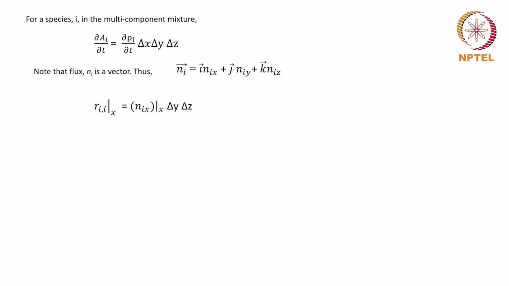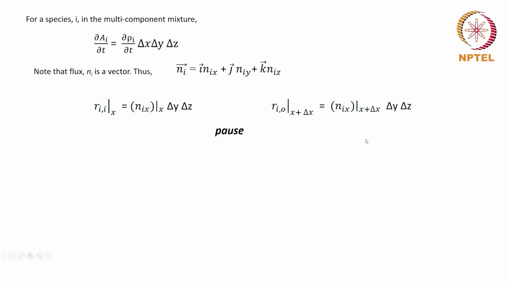Similarly, the rate of the species i leaving, that is being output at the face located at x plus delta x, is nothing but the flux of i in the x direction at the face located at x plus delta x times delta y, delta z. Okay. I hope you get the trend, the way of writing this. We are looking at mass per time, and we have fluxes, we multiplied by the areas, we have the various fluxes being written here.